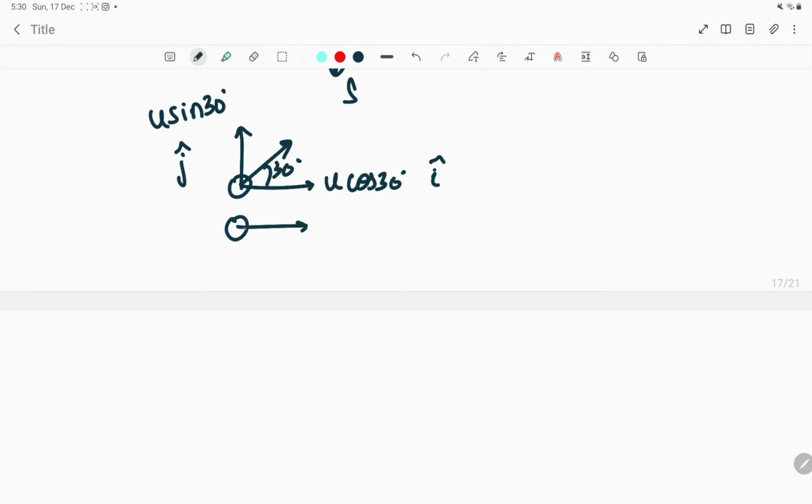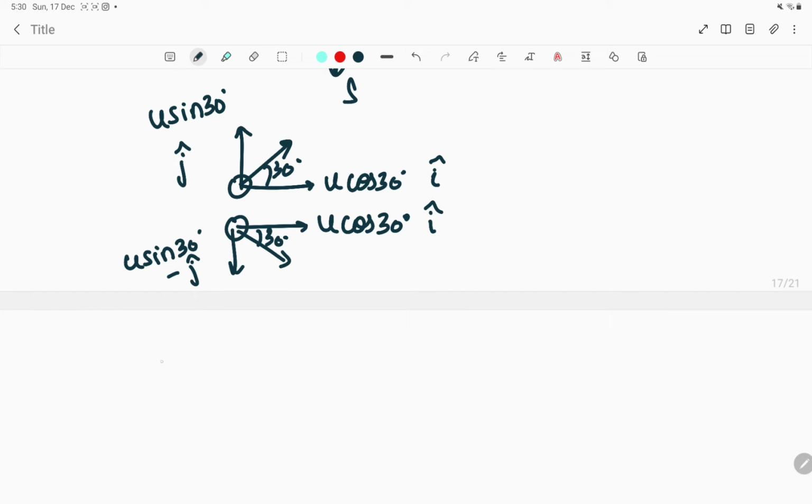The second particle also we can resolve into two components. This will be u cos 30 degree into i cap, and this side you will have u sin 30 degree into minus j cap. This is in the negative south direction, which is the minus j cap direction. Applying the law of conservation of momentum, because in all types of collision the momentum is definitely conserved, we have to apply it separately for the x-axis and separately for the y-axis. First let us apply it for the y-axis.